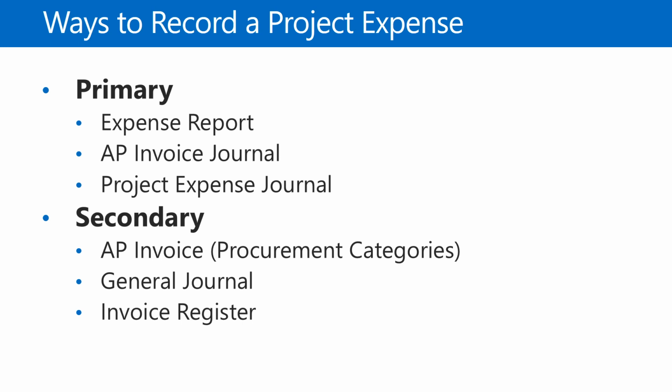General journal is another way. It's very similar to the project expense journal, where you can go in there, define what your primary account offset then is the project, and then once you post that, it will be an expense on your project. And then invoice register, just another way to create an AP invoice. So those are the 6 ways. The primary ways are the ways that I commonly have implemented and seen more of through support tickets or just questions in general. And the secondary ways are the other ways that you can log project transactions.